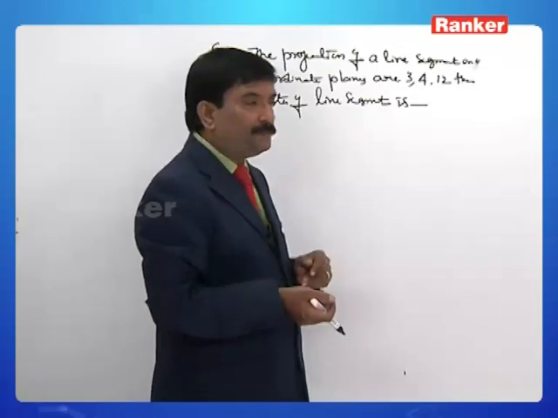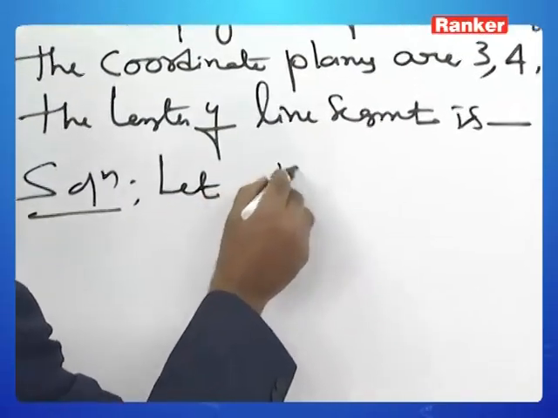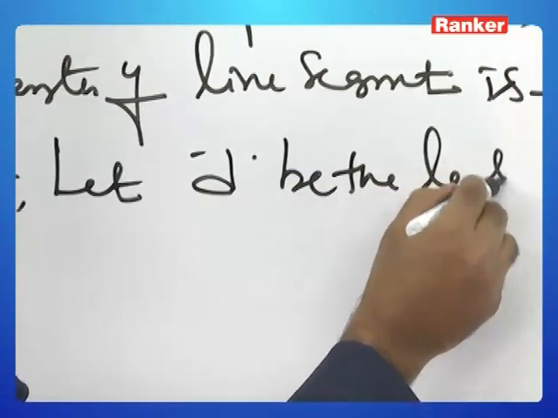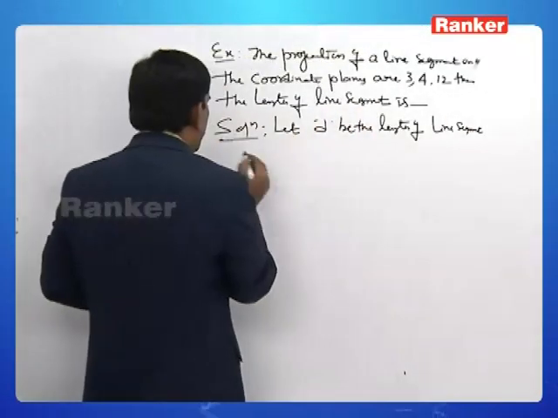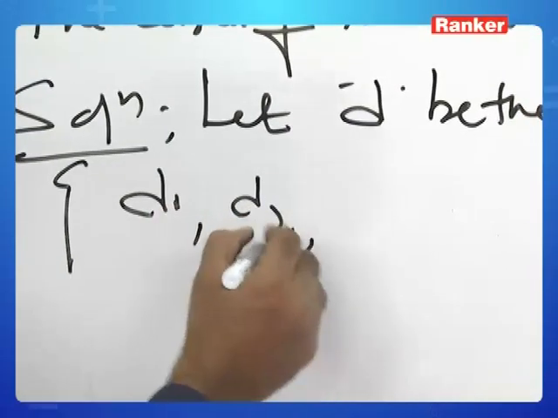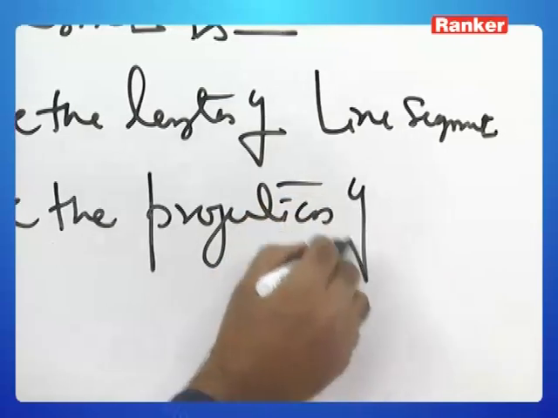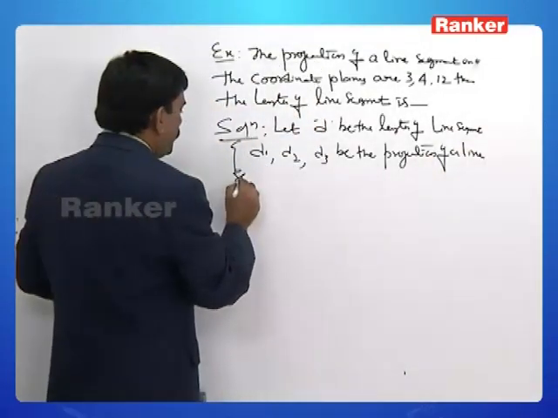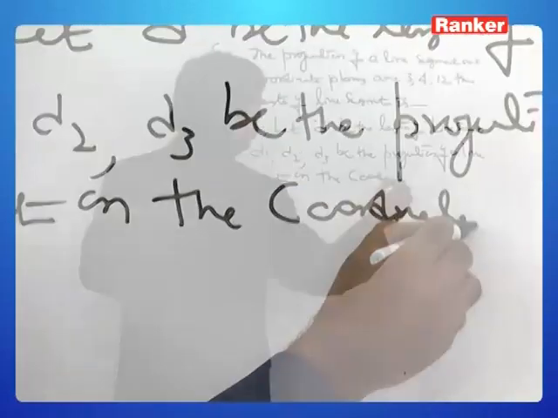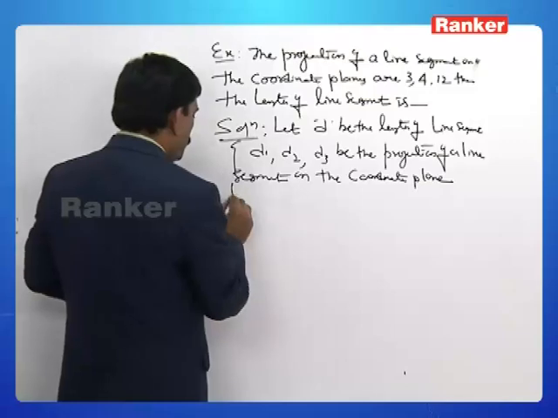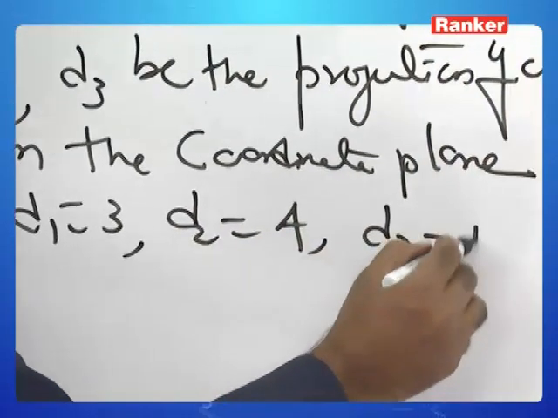The projections of a line segment on the coordinate planes are 3, 4, 12, then the length of the line segment is dash. The projection of a line segment on the coordinate planes means, now let d be the length of the line segment and d1, d2, d3 be the projections of the line segment on the coordinate planes, where d1 is equal to 3, d2 is equal to 4, d3 is equal to 12.